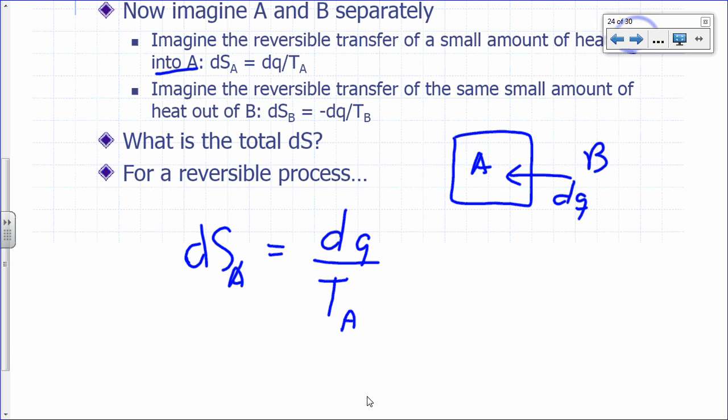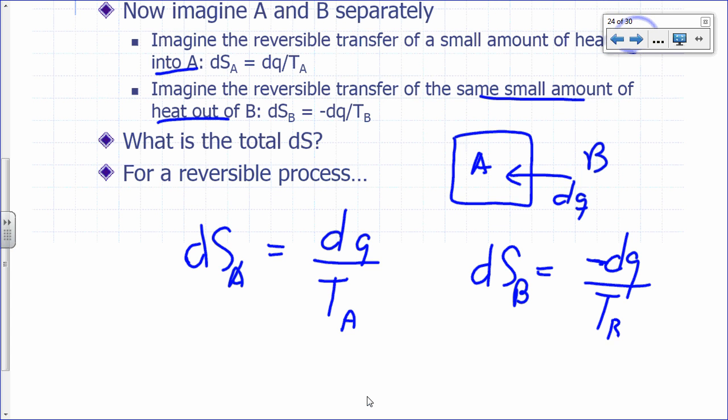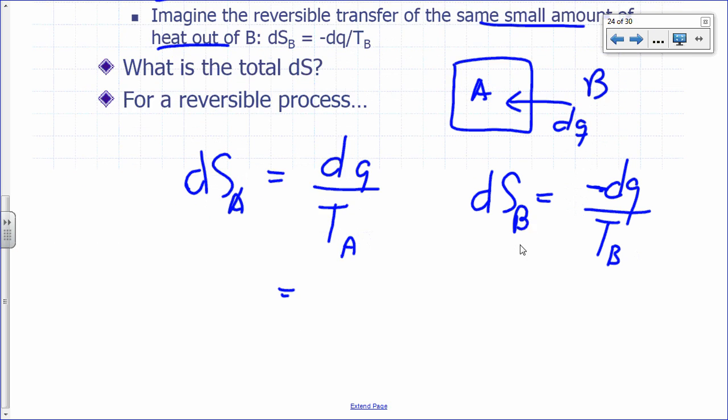Now we imagine the reversible transfer of the same small amount of heat out of B. So it's coming out of B. So dS for B would be what? Negative dQ, because it's coming out of B, right? So negative dQ over TB. But TB and TA are the same, right? We're imagining we have two systems that have the same temperature. So dQ over T, let's just call that. And this is going to be negative dQ over T.